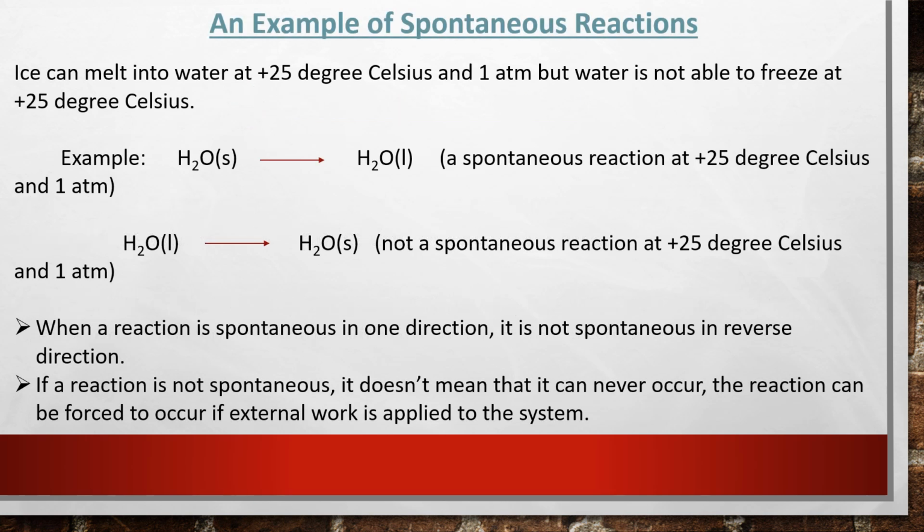An example of a spontaneous reaction. Ice can melt into water at plus 25 degrees Celsius and 1 atm, but water is not able to freeze at plus 25 degrees Celsius. When a reaction is spontaneous in one direction, it is not spontaneous in reverse direction. If a reaction is not spontaneous, it doesn't mean that it can never occur. The reaction can be forced to occur if external work is applied to the system.